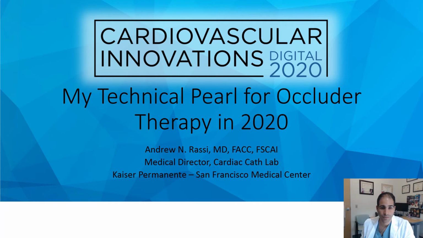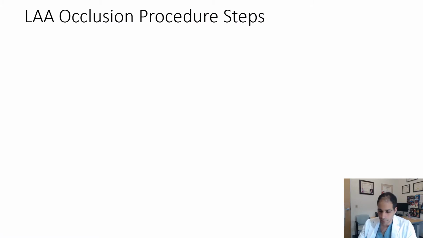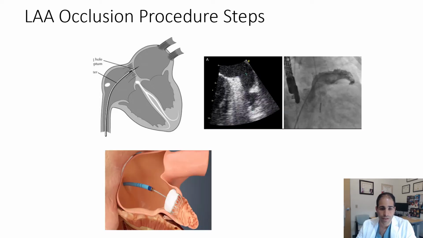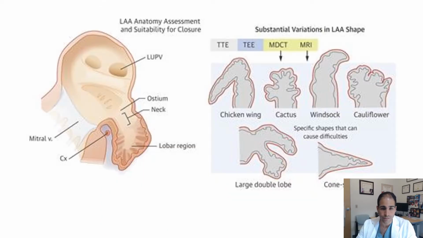I was asked to present on technical pearls for occluder therapy. I'll be focusing the conversation mostly on FDA-approved devices such as Watchman. To review, steps involved in left atrial appendage occlusion procedure involve a transseptal puncture, multimodality imaging, implantation of a device, and release of a device.